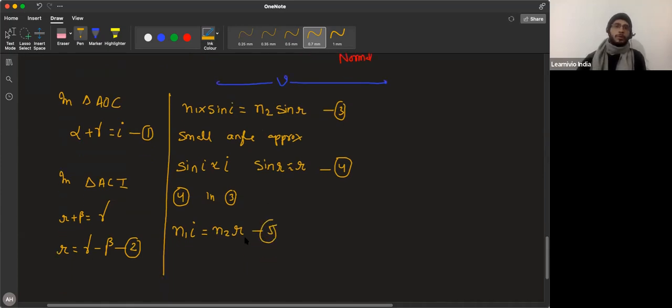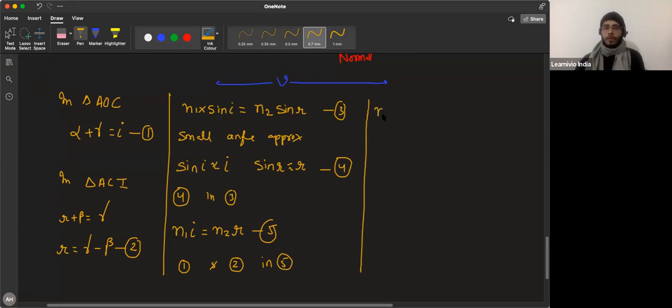Next, what we can do is, we can simply substitute equation number 1 and equation number 2 in equation number 5. So when we do this substitution, I will get N1 into I, I is gamma plus alpha, is equal to N2 into R, R is gamma minus beta. This is equation number 6.